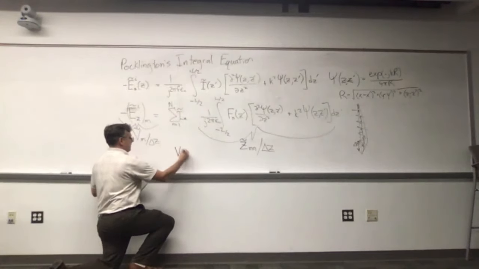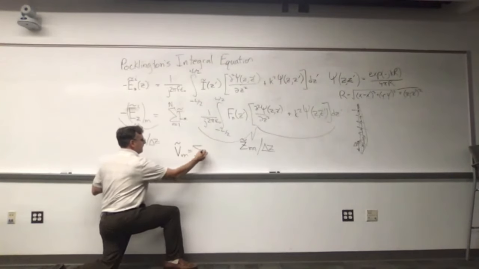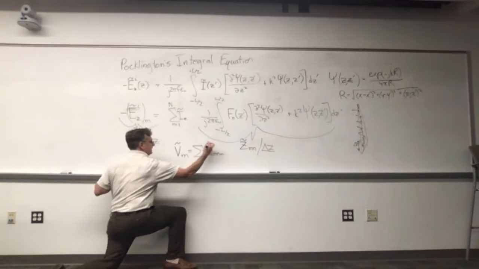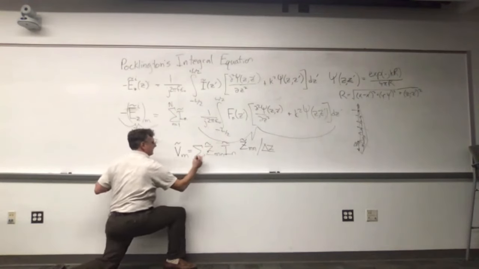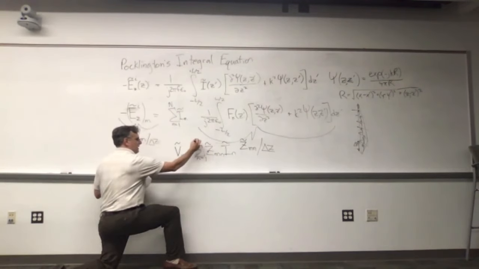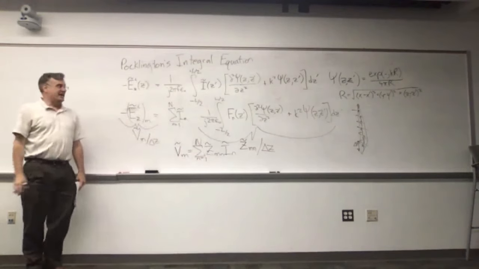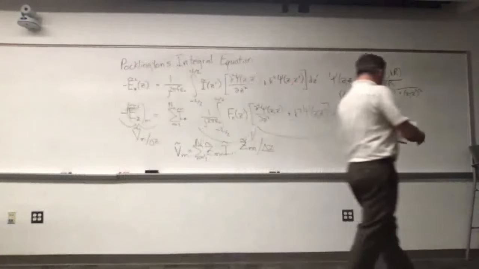D sub m is equal to the sum of Zmn times I sub n, which looks a lot like what? Looks like Ohm's law, right? In fact, if we're comfortable with matrices, it might even be better to write it like this.